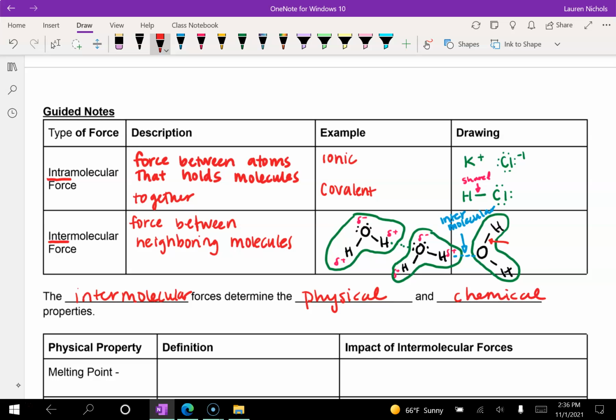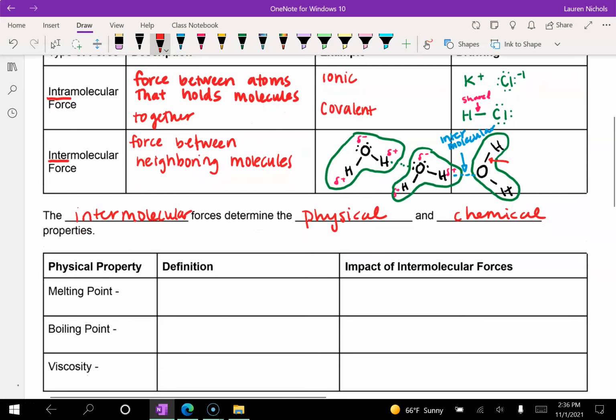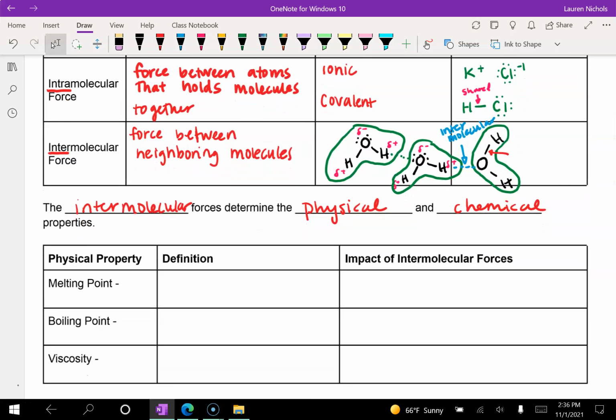When we look at these physical and chemical properties, there are 3 that we really want to make sure that you know. Melting point, which we tested in our lab, is the temperature that a substance changes from solid to liquid, which I should have given myself a little more room there.